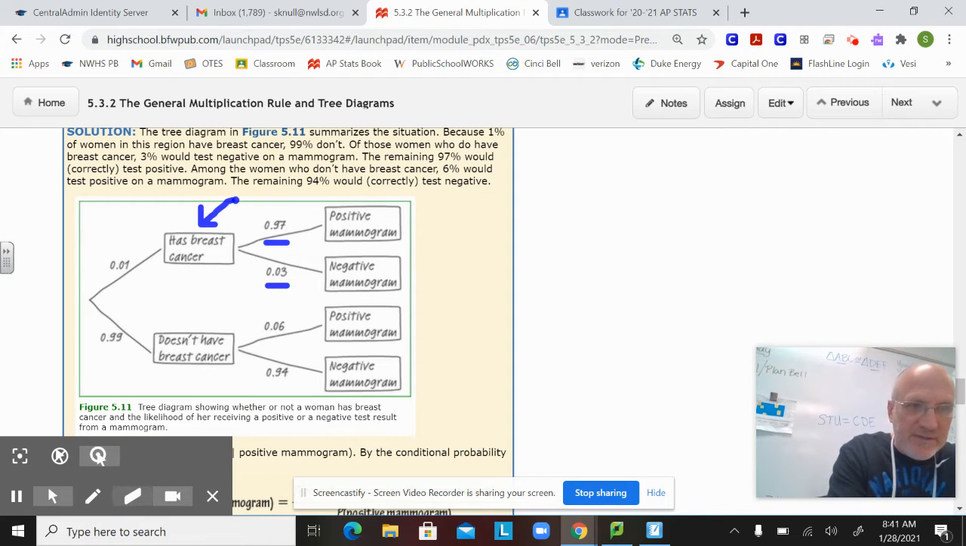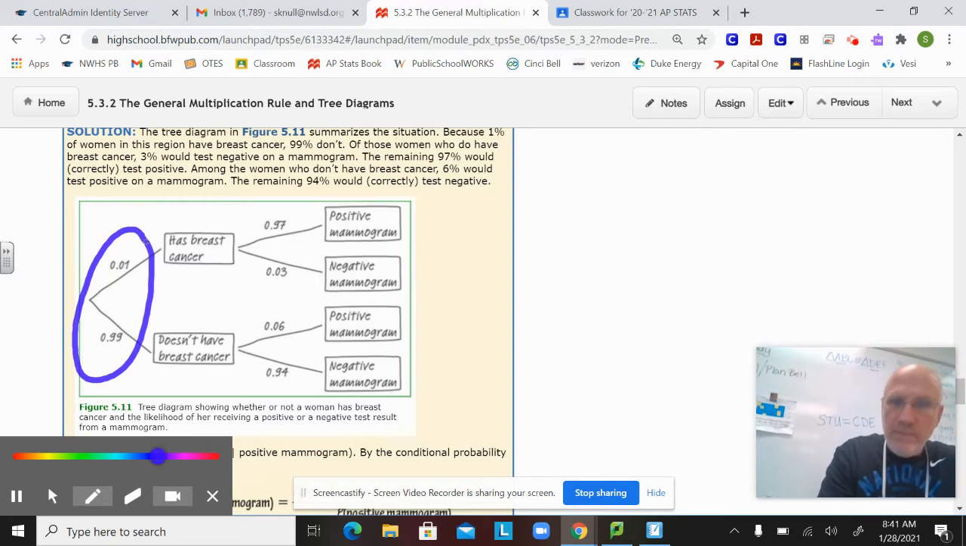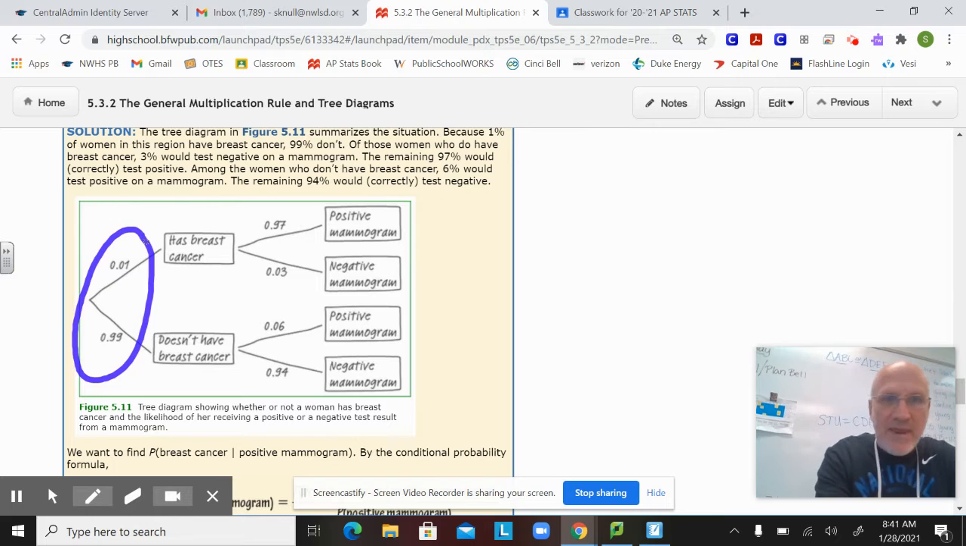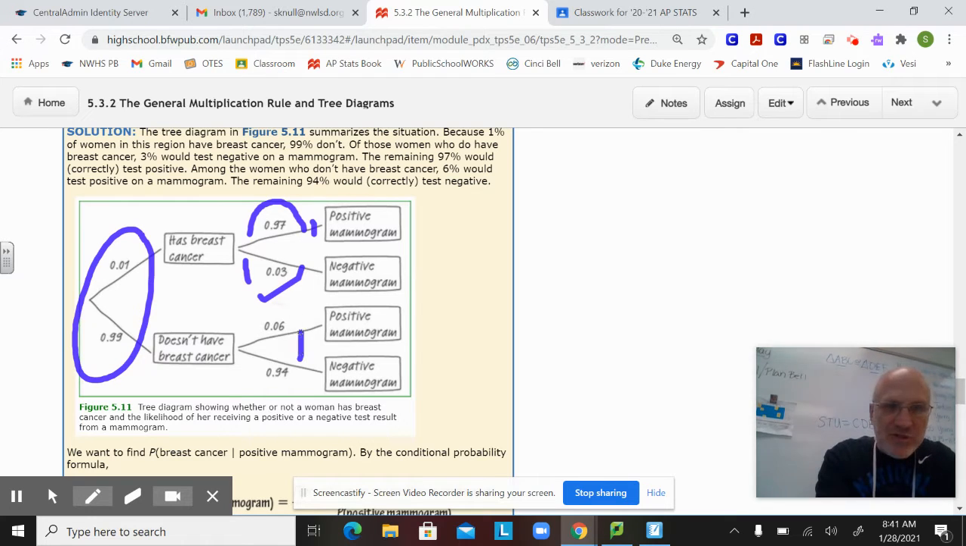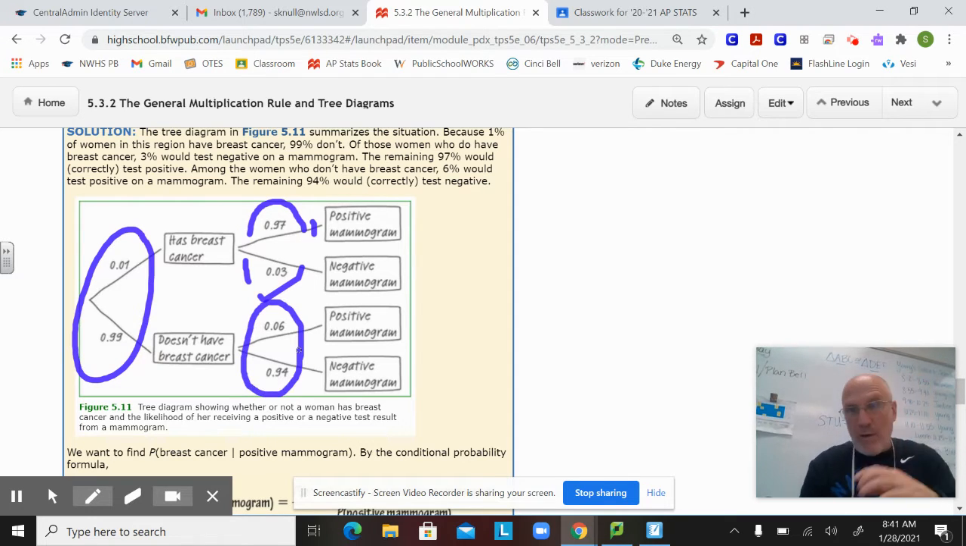Let me erase this. Okay. Notice that these two add up to 1. And then these two also add up to 1. For any single set of branches, the probabilities have to add up to 1. I want that to make sense. That has to happen. Now, I would argue this tree diagram has 4 paths, might be the right word.